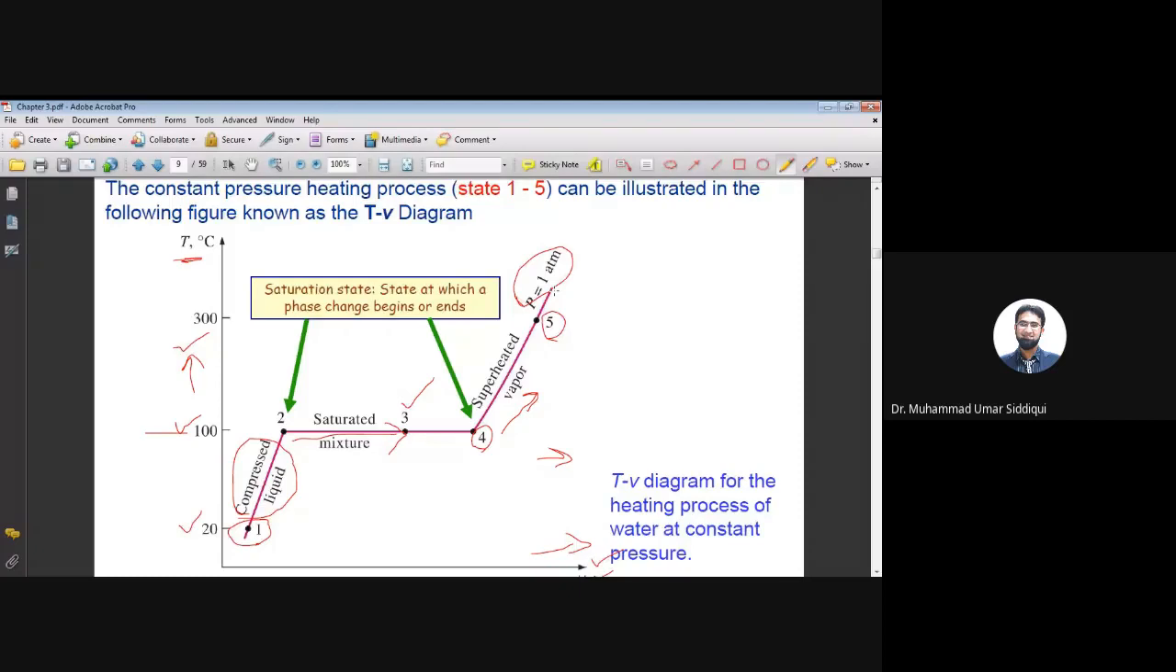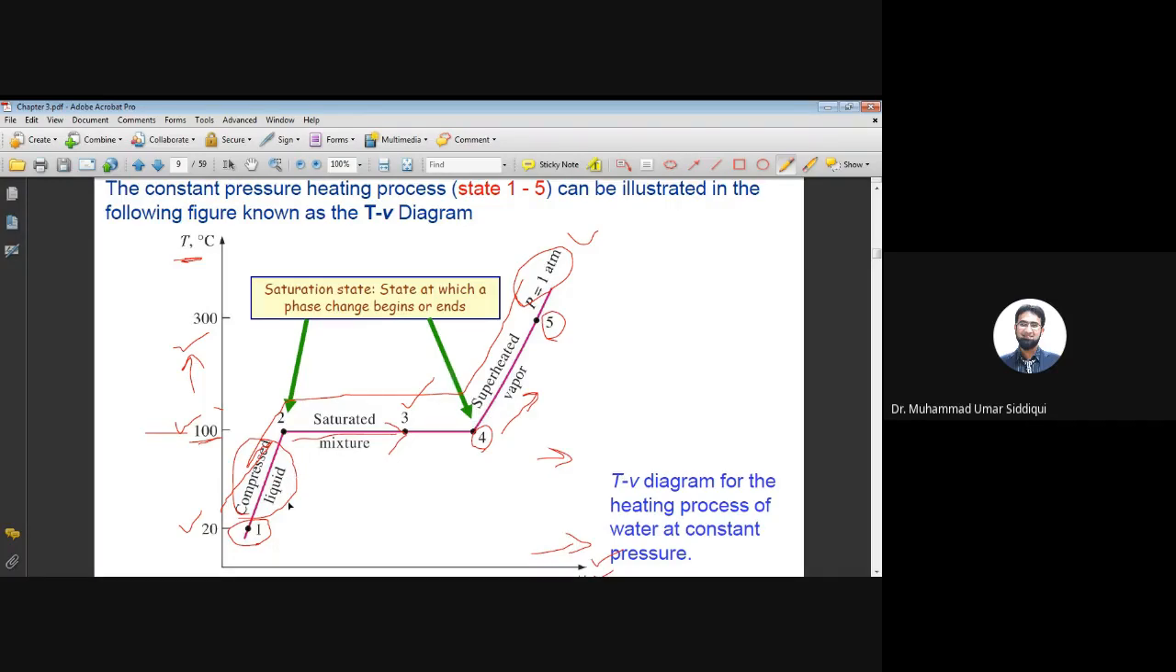Okay, so one thing is clear: if you increase the pressure, the boiling temperature is going to increase. Right now, if the pressure was 1 atmosphere, the boiling temperature was what? 100. If we increase the pressure, the boiling temperature will be higher than 100, let's say 110. So the same curve will be followed, but it will be slightly shifted up, like this.